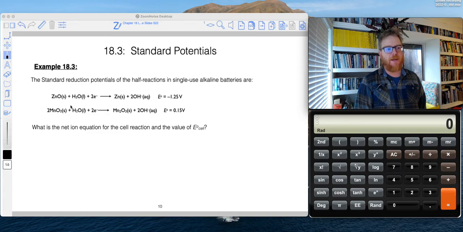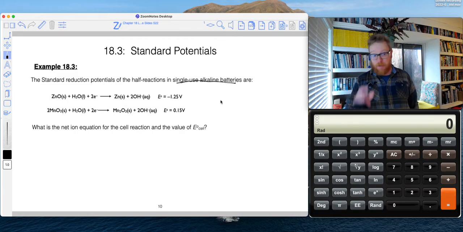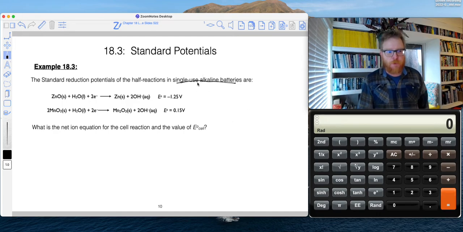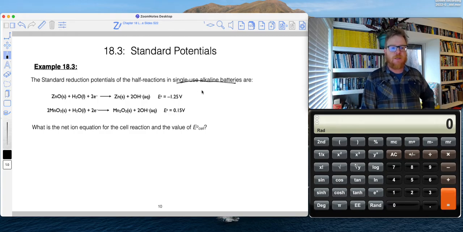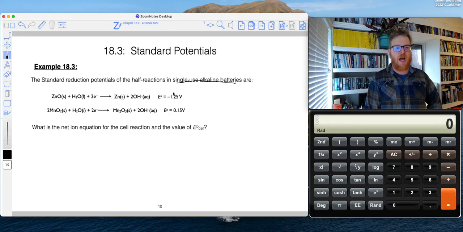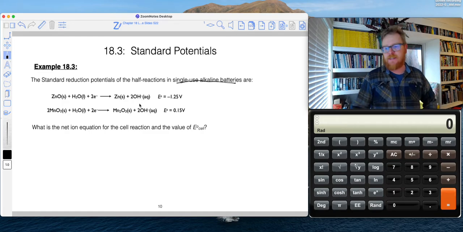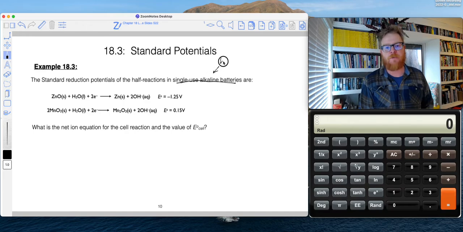This example right here: standard reduction potentials for the half reactions in single-use alkaline batteries. That's like your Duracell or Energizer battery, your AA or AAA, but single-use, not rechargeable. There is actually different chemistry going on for the rechargeable batteries. Our alkaline batteries are called as such because we see the production of hydroxide in these half reactions. That's why they're called alkaline batteries.